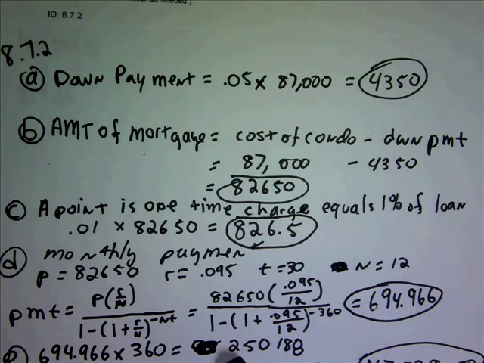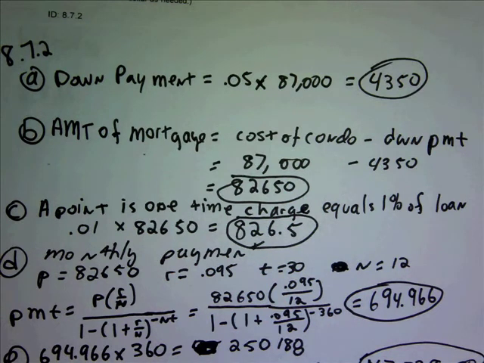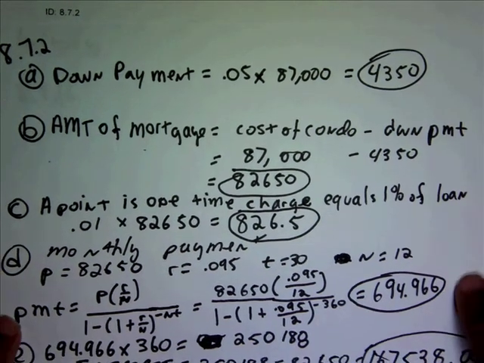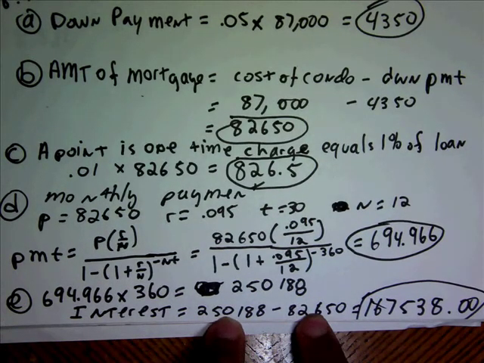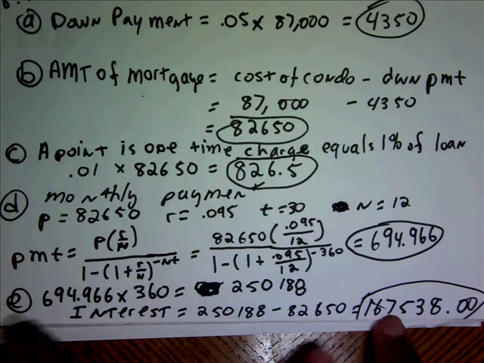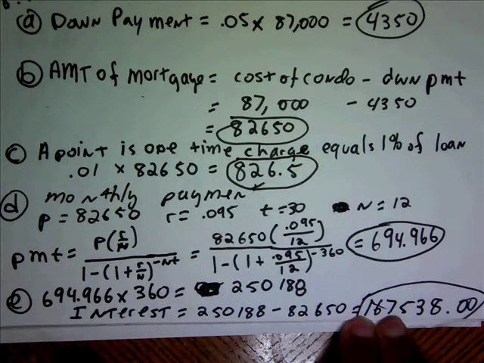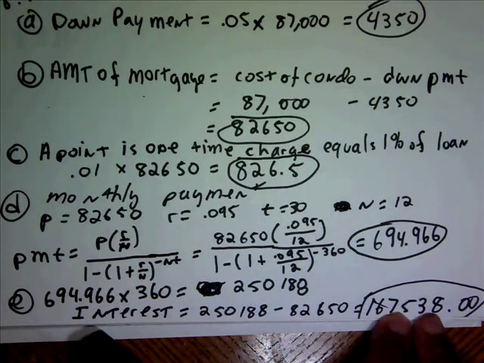So they'll be paying back $250,188. So the amount of interest they'll be paying is the difference between the mortgage and the amount they're paying back. That tells you they'll be paying back approximately $167,538 here.